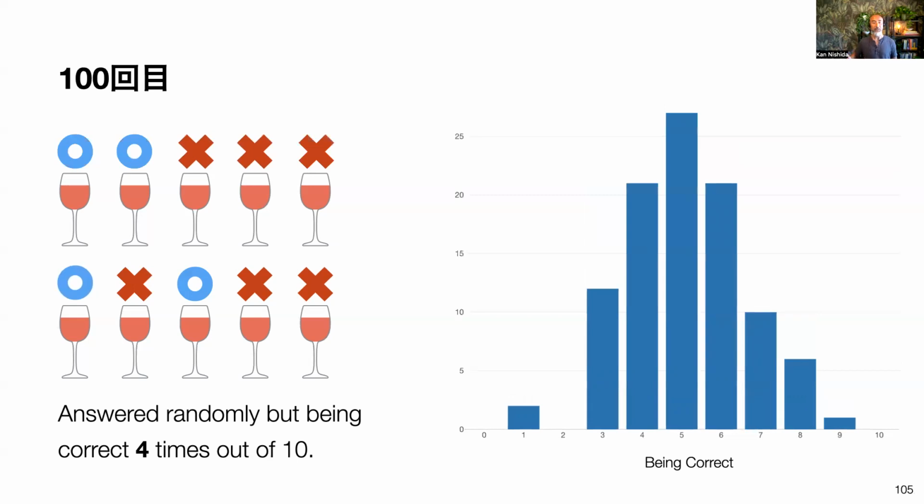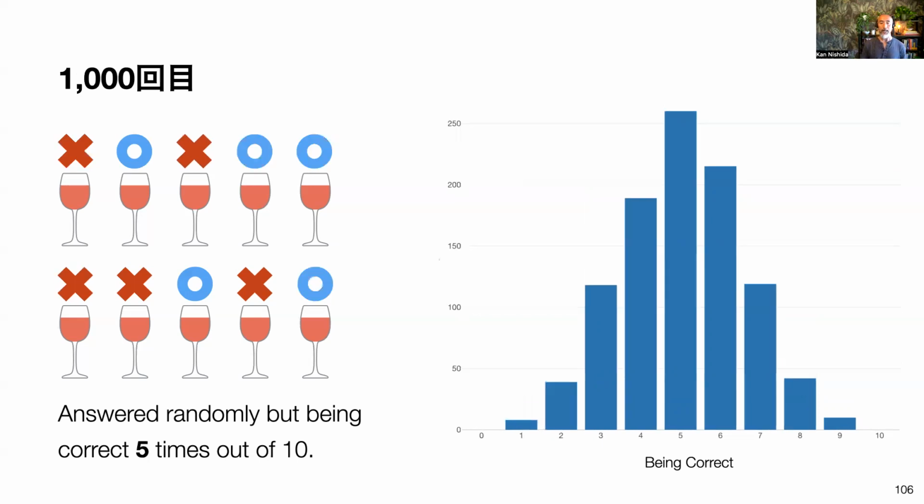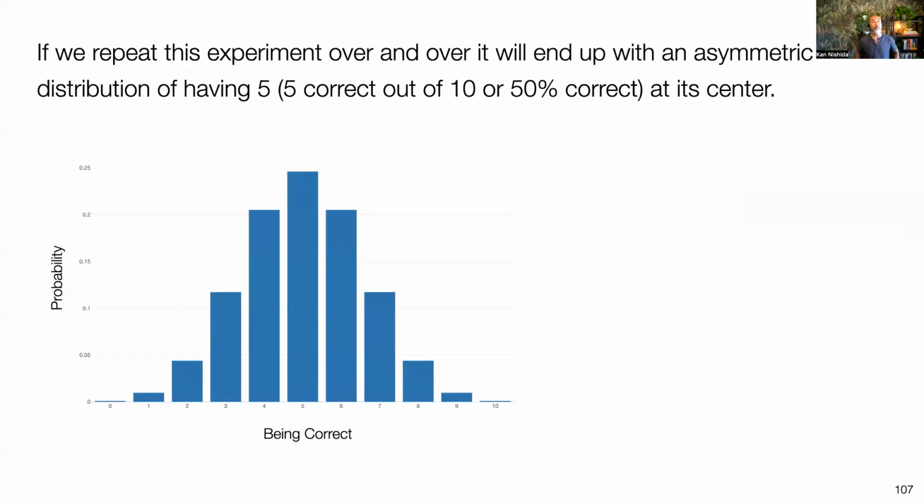You keep repeating and repeating again. And then the chart on the right-hand side starts looking like a normal distribution shape. The center is the highest, and as you go to the left and right, it goes down. So this is a kind of simulation. It's not like we did 1,000 rounds of drinking wine, but nonetheless, if we repeat this experiment over and over, it will end up with a symmetric distribution with 5 at its center. 5 means 5 correct answers out of 10, or 50% correct. This is if we assume it's just random, based on a 50% chance.